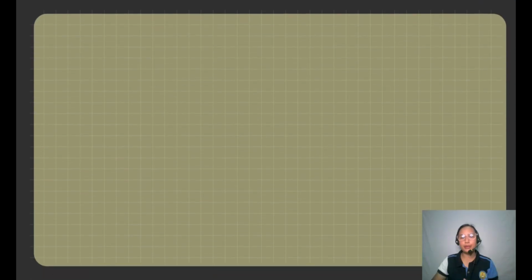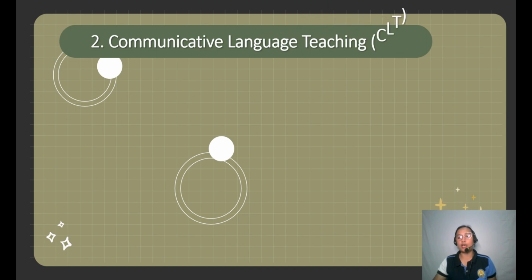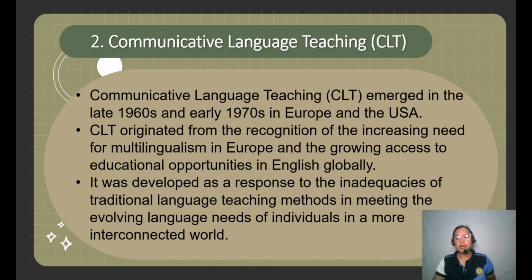Now let's discuss communicative language teaching, or CLT. To give you a preview, communicative language teaching emerged in the late 1960s and early 1970s in Europe and the USA. CLT originated from the recognition of the increasing need for multilingualism in Europe and the growing access to educational opportunities in English globally. It was developed as a response to the inadequacies of traditional language teaching methods in meeting the evolving language needs of individuals in a more interconnected world.